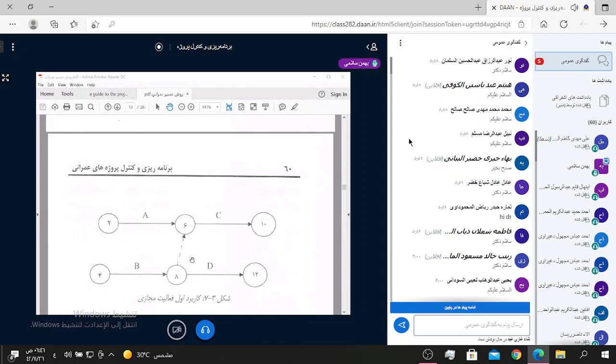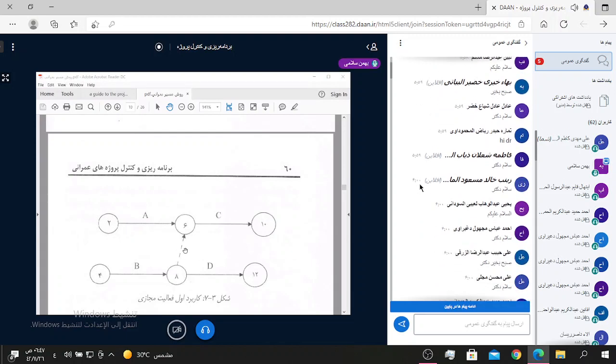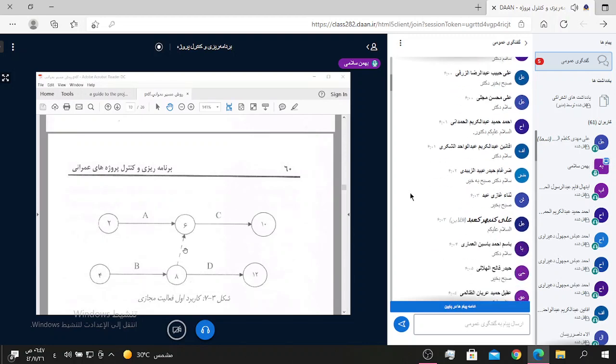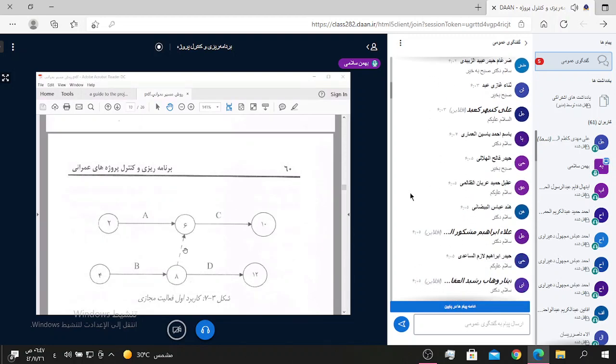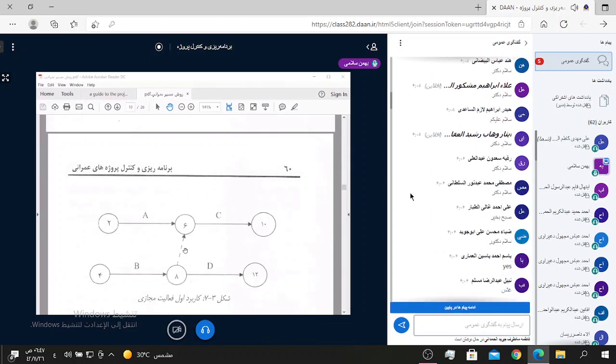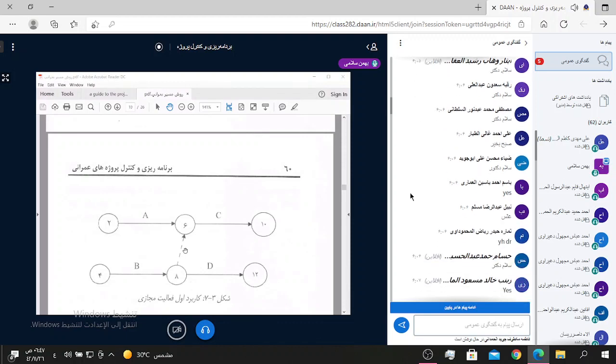I cannot explain more about this, and I cannot speak about more examples of dummy activity. Dummy activity is not in the project, it is not an activity of the project. We use this for network scheduling, only for better relationship between real activities and dummy and real activities.